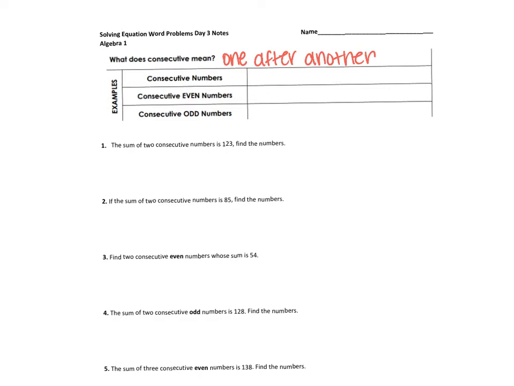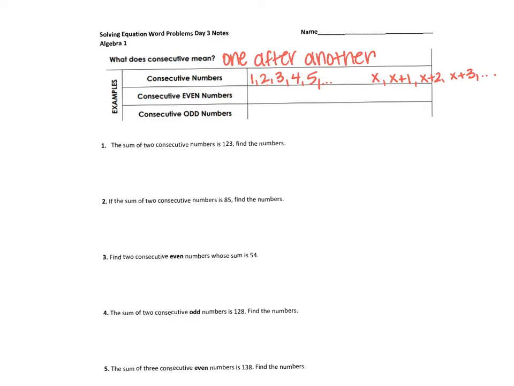So consecutive numbers would be like 1, 2, 3, 4. It's one after the other, and so on. The way we can write this using variables is x, then I'd add 1 to get the next one, add 2 to get the next one, and so on. Because if we think about it, if say x was 1, I would do 1 plus 1 and it would make 2. 1 plus 2 would make 3, and it would go in order.